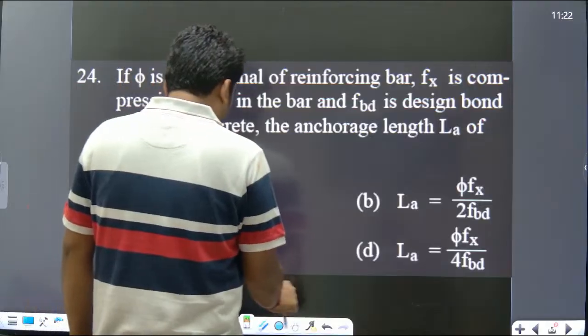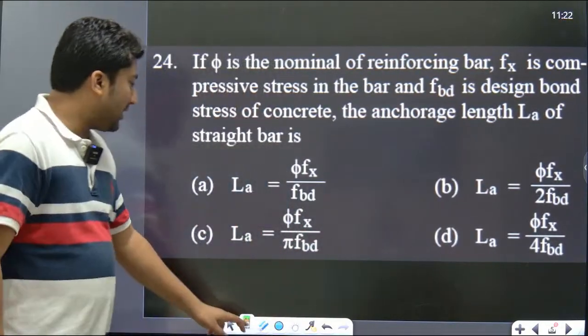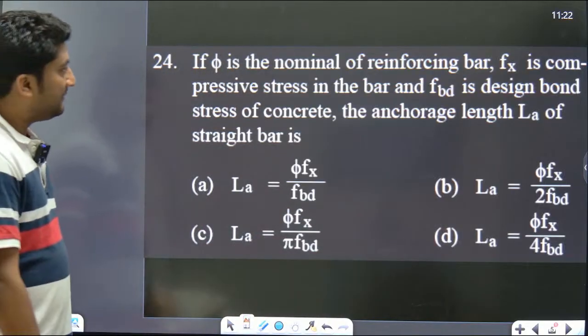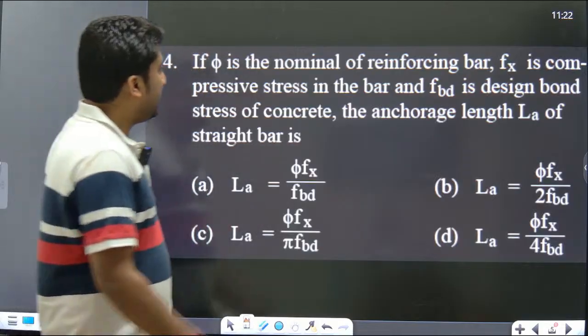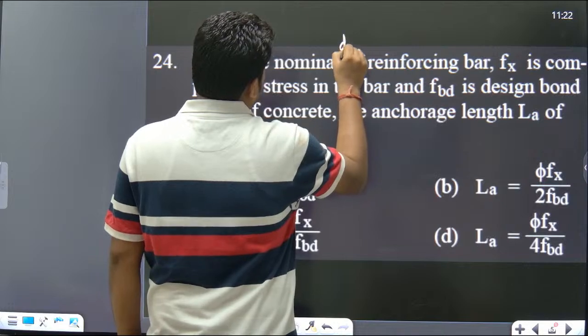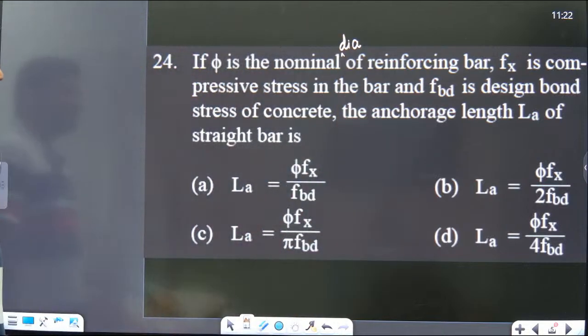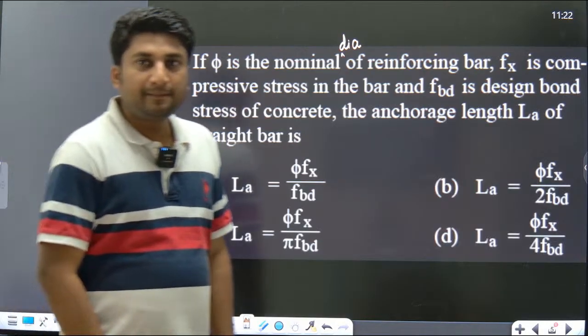Now from here you will get the new question. Now answer it very carefully. What will be the correct answer? If phi is the nominal diameter of reinforcing bar, Fx is the compressive stress in the bar. Okay, compressive stress in the bar.